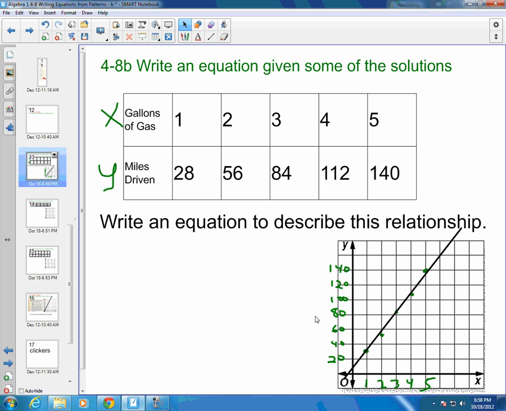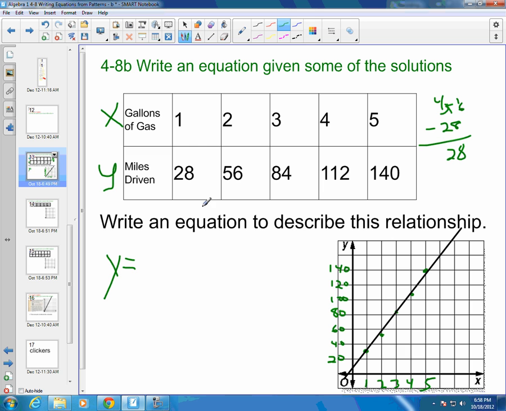Well, the way I look at this is if I'm going to have y is equal to something, it's got to be in terms of x. Well, I need to know a starting point. What am I going to start out by, and how much am I going to go up by each time? Well, let's look. From 28 to 56, if I take 56 and I subtract 28, that's 28. So I added 28 here.